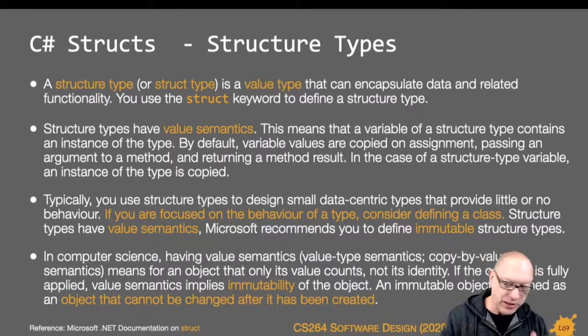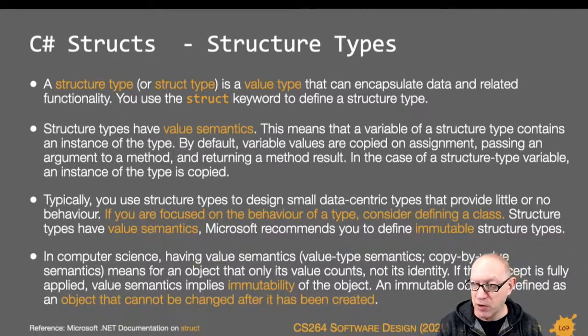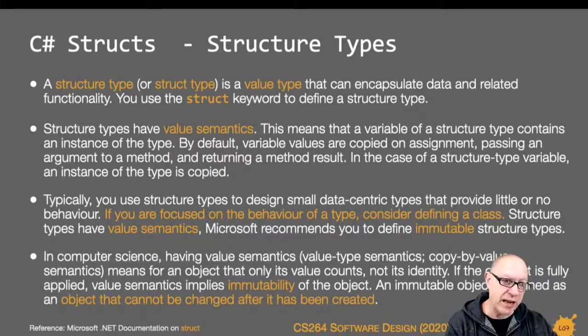So that's again the formal stuff. Typically, and we'll see an example in a few minutes, okay? Typically, you use structure types to define small data-centric types that provide little or no behavior. And that's really interesting because the kind of work that you've been doing up until now, we've been getting you to think about classes, and classes have both structure and behavior. But let's say the behavior is minimal or pretty much non-existent. Then why would you have all this overhead of a class when you could have some kind of simpler data structure? So this is why we have structs in the first place.